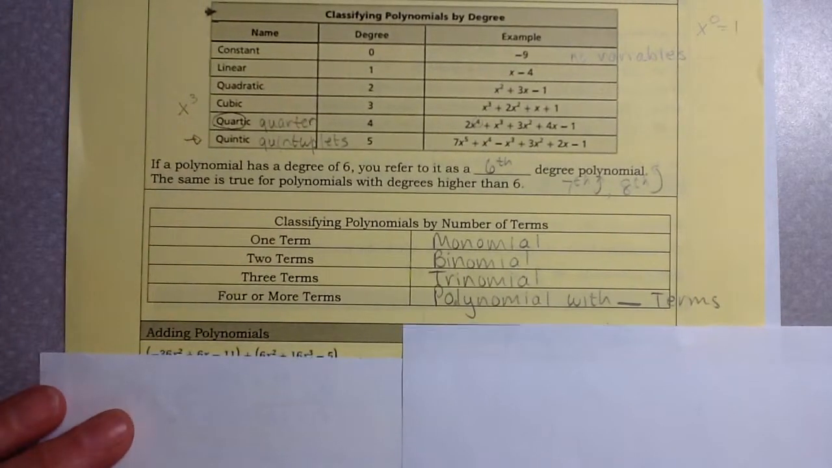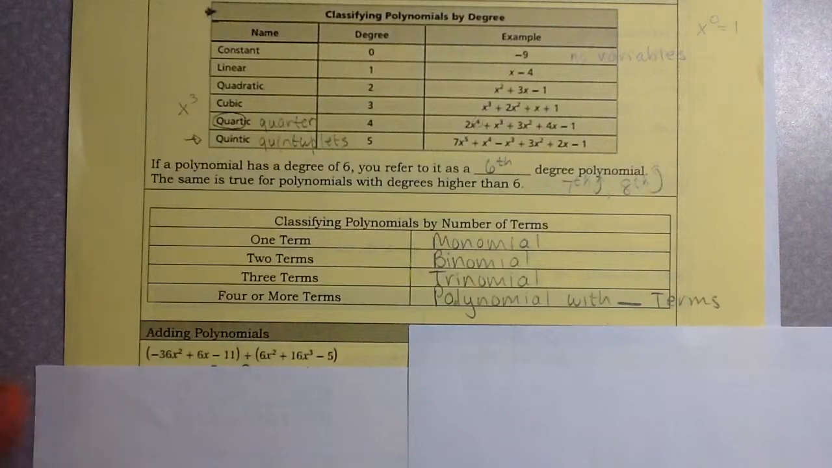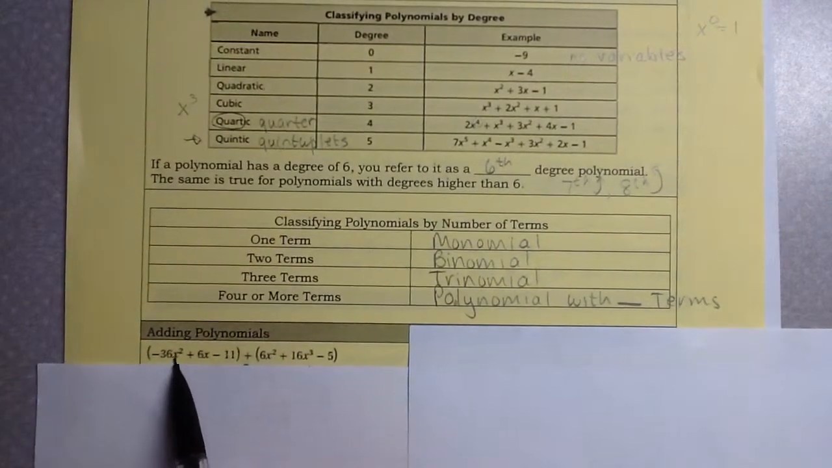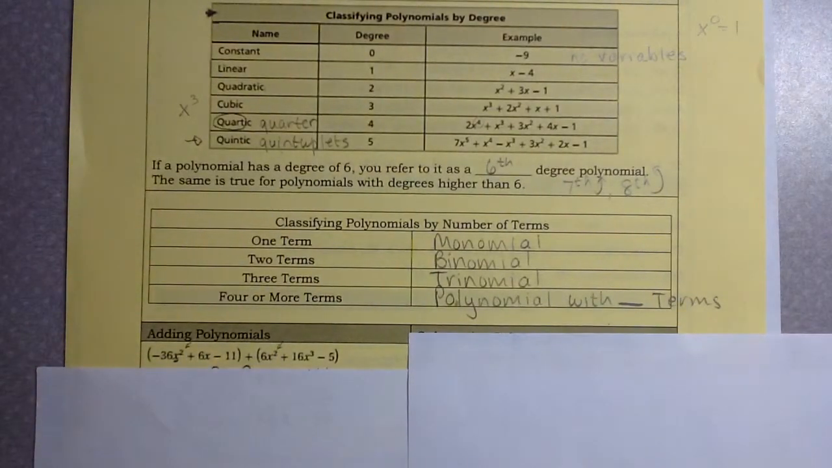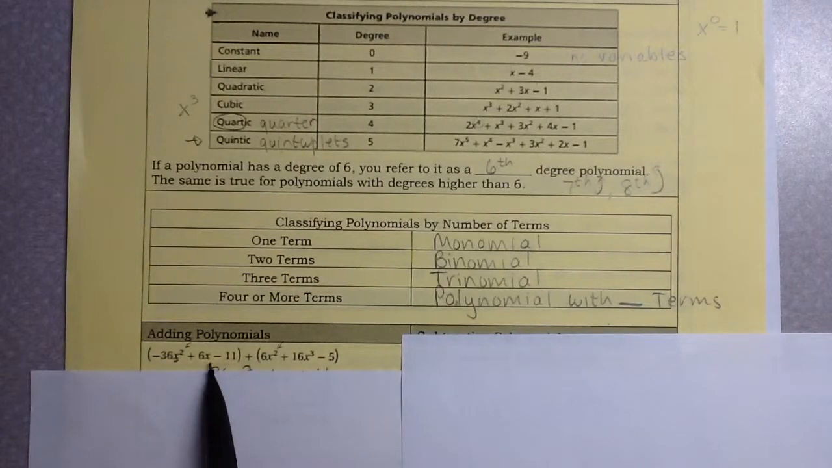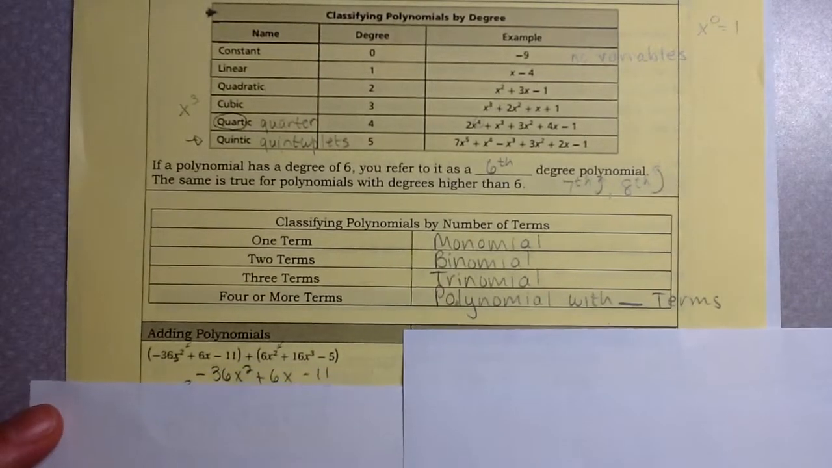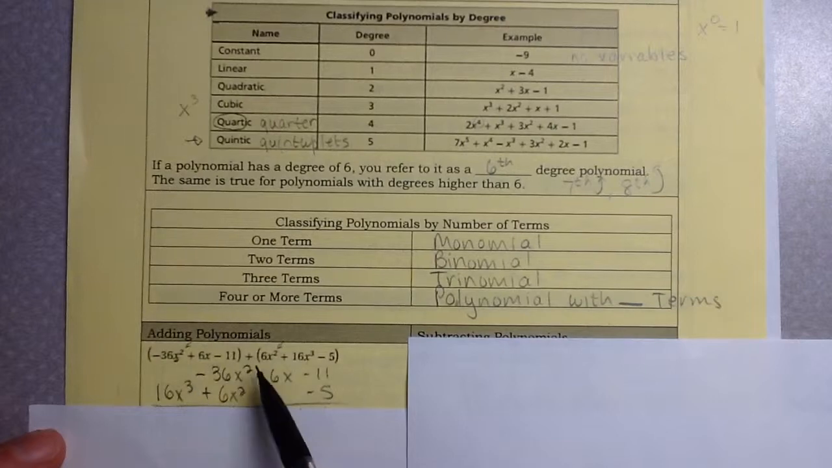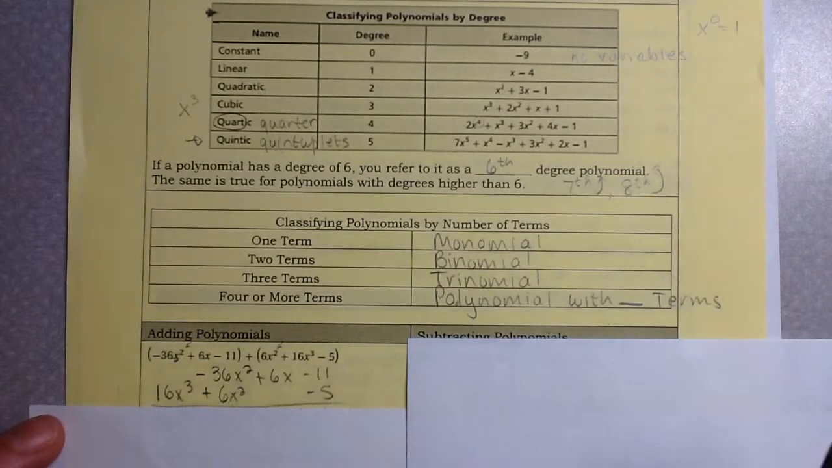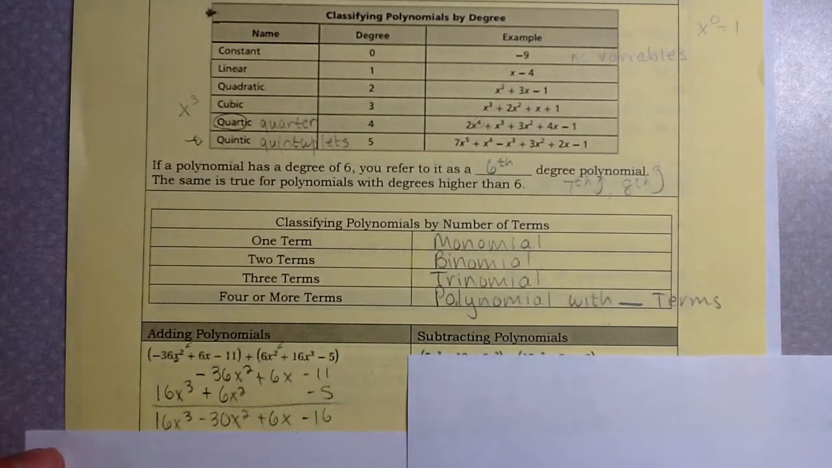Okay, now adding or subtracting polynomials, and you've already worked with this before. When you add polynomials, you just look at the degree and you add terms with like degrees. So these are not in standard form. This one is, but this one is not. So I'm just going to recopy this one and put this one in standard form. Just line them up under their like terms, and then I can just add down the columns. So I end up with 16x cubed minus 30x squared plus 6x minus 16.